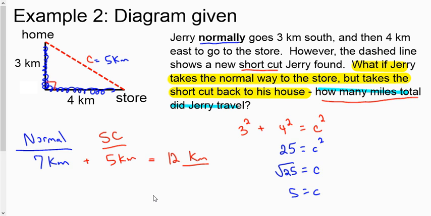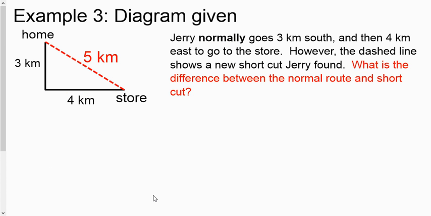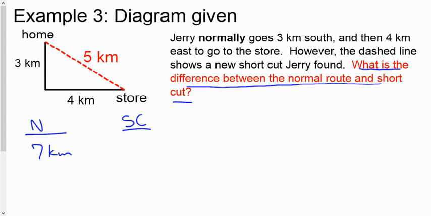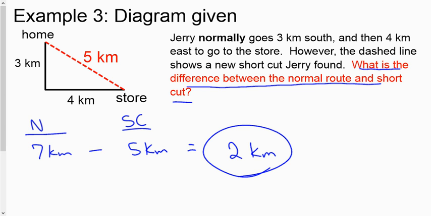So if we take a look at example 3, the same scenario, but then we change the question up a little bit as far as what it's wanting. We already know the shortcut is 5 kilometers. We know the normal route is 7 kilometers. And it says, what is the difference between the normal route and shortcut? So here's the normal route, 7 kilometers. Here's the shortcut route, 5 kilometers. What's it mean by difference? Subtract. And it would be 2 kilometers. So just be on the lookout about what in the world these problems want from you.